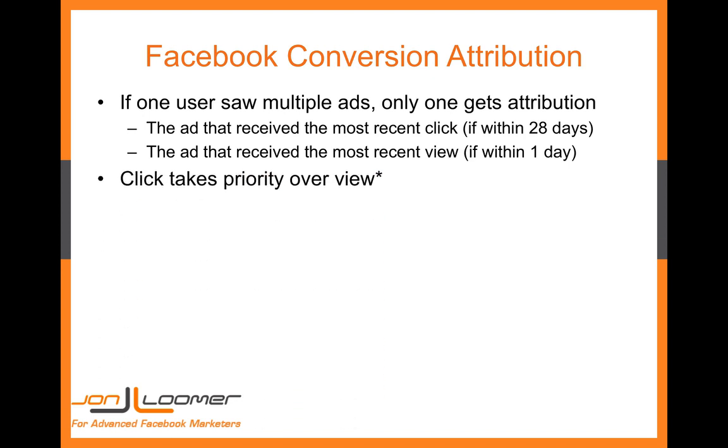But just know that the click, however, takes priority over the view. So if there are two different ads and they clicked on one yesterday, saw one today, then converted, it's the one they clicked on yesterday that gets attribution. If they saw two ads and they viewed one yesterday, clicked one today, and then converted, it'd be the one where they clicked. If they saw two different ads, didn't click on either one of them, it'd be the one they saw most recently, especially if it's within that 1 day window.